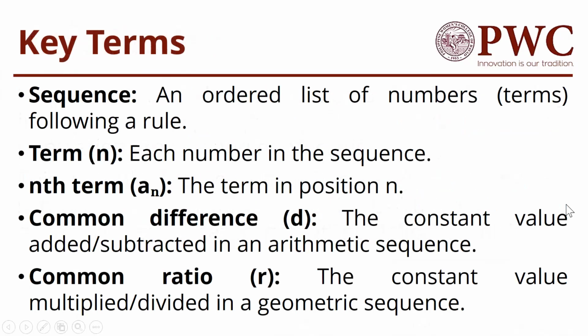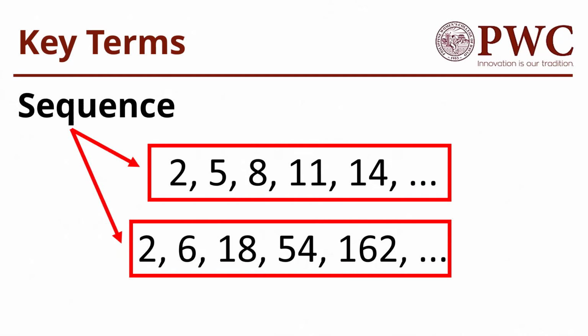Now, let's start with the key terms. So we have sequence. So sequence is an ordered list of numbers following a rule. So let's have an example. So these are examples of sequences. As you can see, the first sequence 2, 5, 8, 11, and 14 is an arithmetic sequence because it follows a rule wherein you add or you subtract 3 on the sequence to get the next term. While the second one is a geometric sequence. It follows a rule wherein you multiply 3 on each term to get the next term.